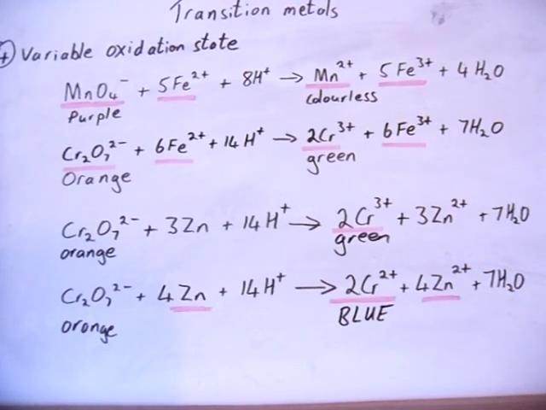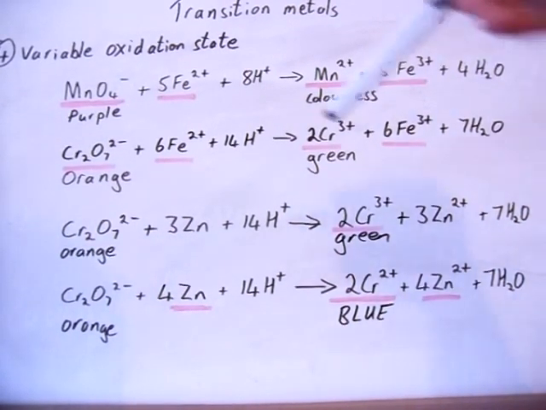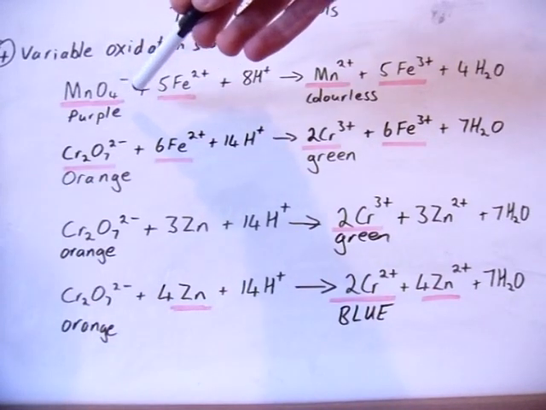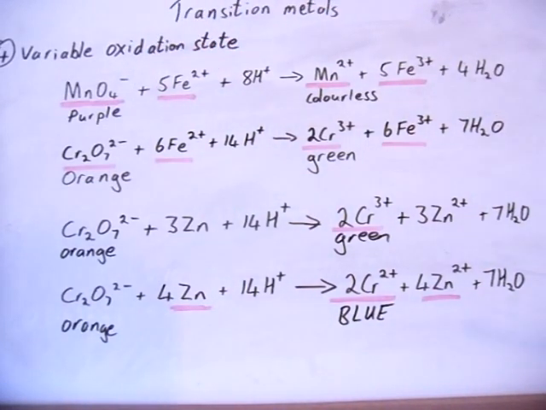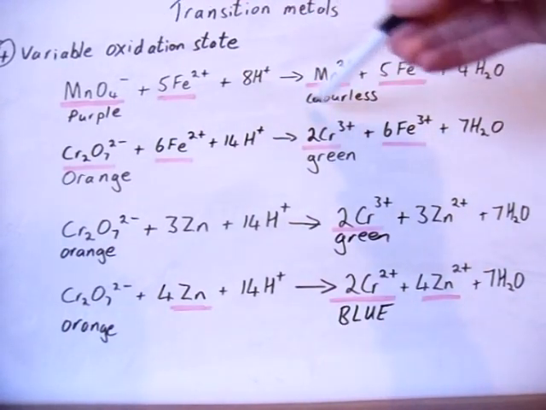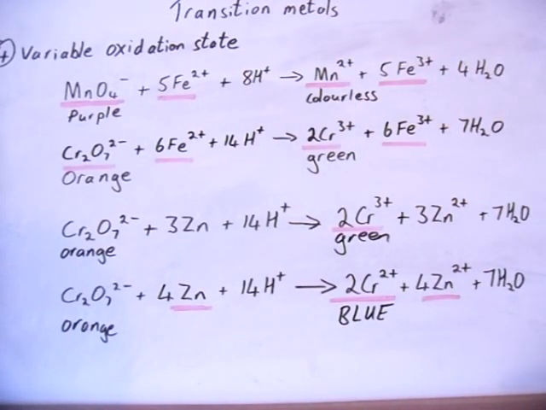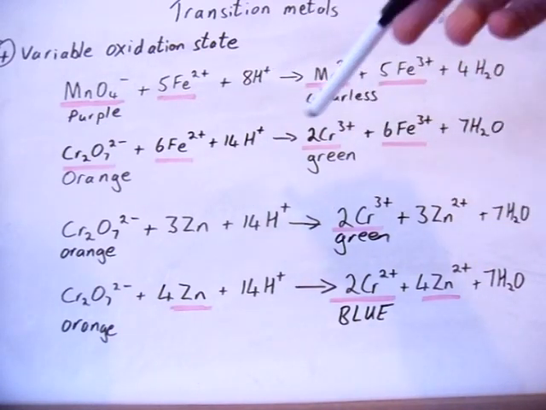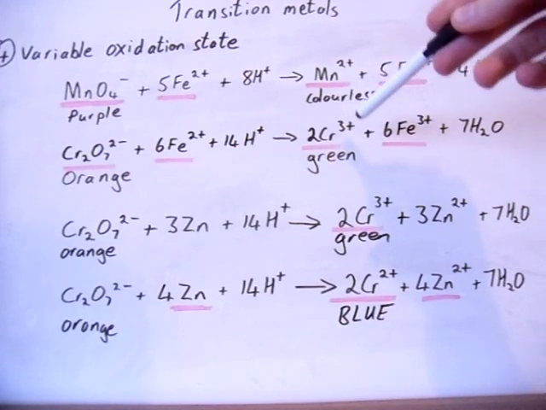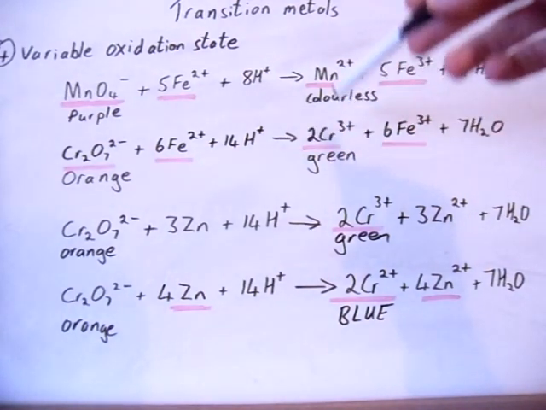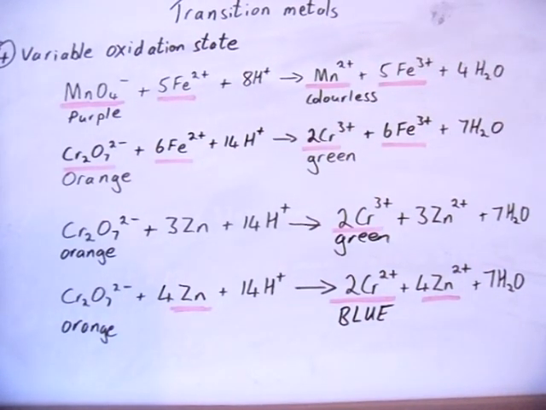You do need to be able to recognise the colours as well and state what you'd actually see. So the very dark purple solution, this titration is self-indicating. In effect, as soon as you see the purple disappear and it becomes colourless, you know it's completed. The iron causes the dichromate to be reduced to the green 3 plus stage here, so the chromium 3 plus.